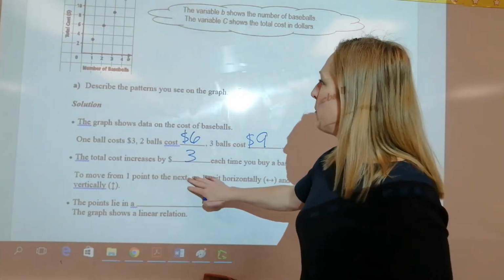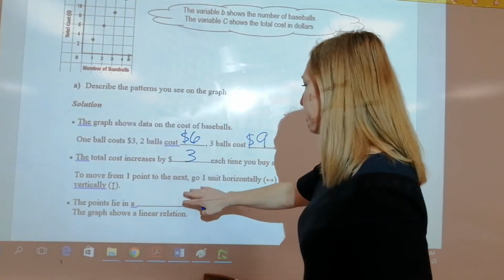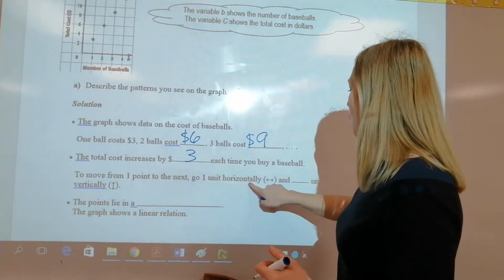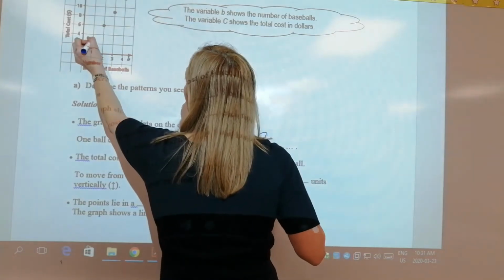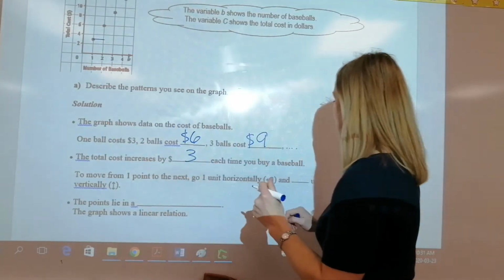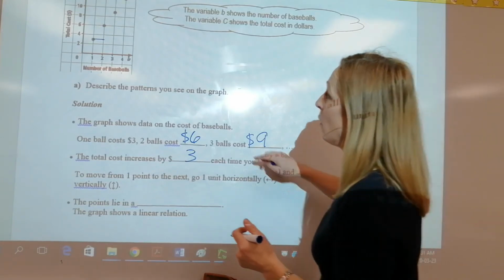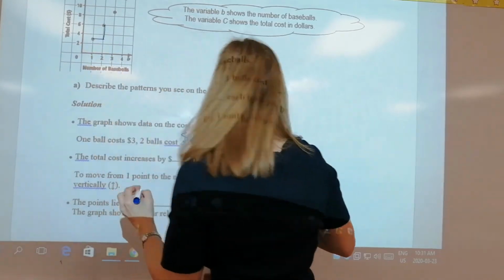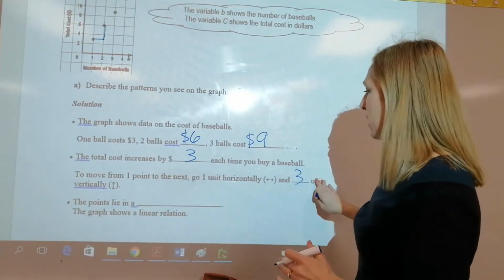Another thing that we have to learn to do is talk about how to move from one point to the next point. So if I want to move from one point to the next, I'm going to go 1 unit horizontally. And how many units do I go vertically? Well, I go from 3 to 6, so I'm actually going 3 units vertically.